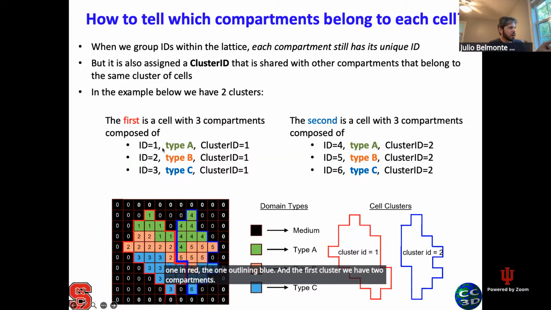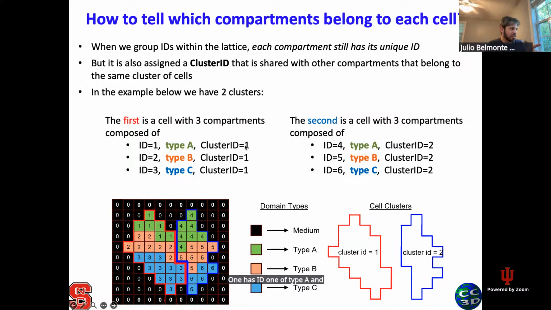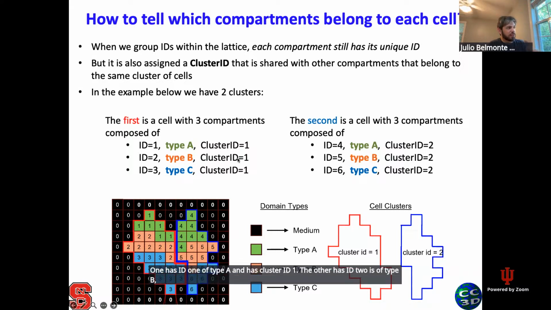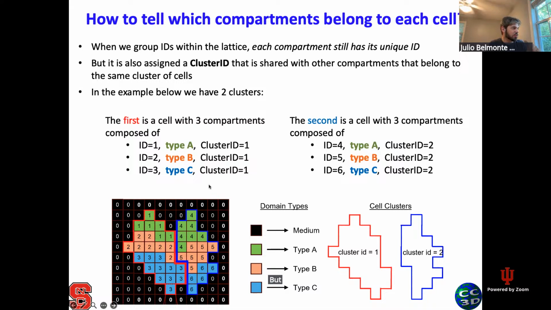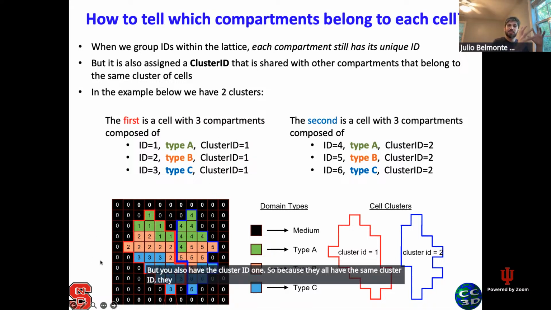One has ID 1, is of type A, and has cluster ID 1. The other has ID 2, is of type B, but it also has cluster ID 1. The other has ID 3, is of type C, which is the blue one, but it also has cluster ID 1. So because they all have the same cluster ID, they form one cluster of cells, or one cell.